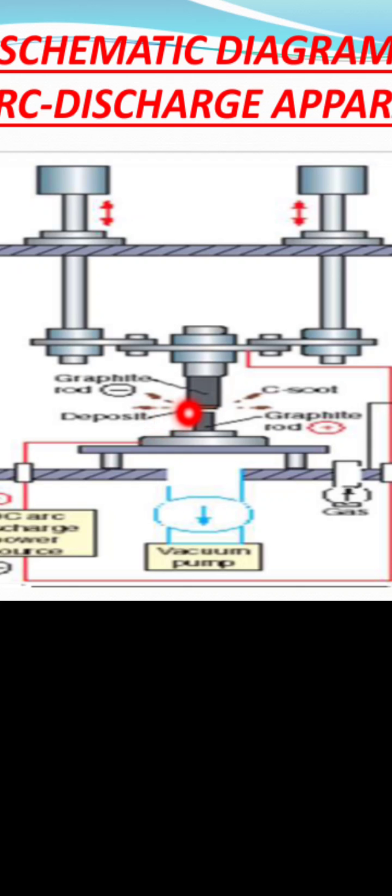See here, this is the deposit of carbon atoms. This is also a graphite rod. This is the positive anode, this is the negative cathode. There are two pumps connected: one is a vacuum pump, and this is the inert gas pump, connected with the arc column. So this is the full schematic diagram of the arc discharge tube method.